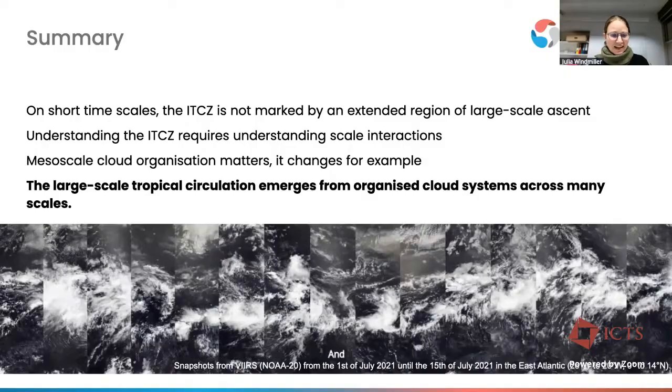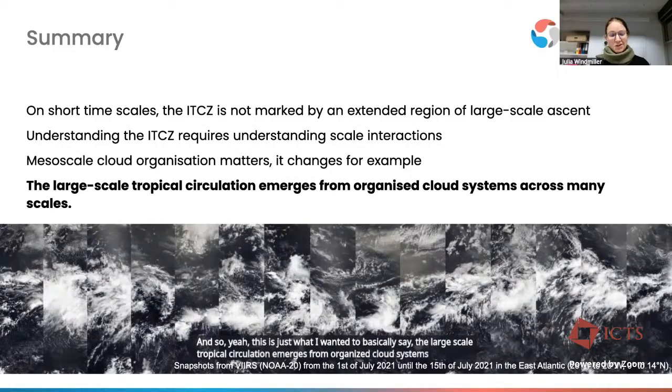And so, yeah, this is just what I wanted to basically say. The large-scale tropical circulation emerges from organized cloud systems across many scales. And if you want to have a picture to keep in mind, these are just different stripes of the East Atlantic ITCZ, basically 15 days in a row. And you can easily trace out where the ITCZ is in this picture, but you can also appreciate how much the ITCZ changes just from one day to the next. Yeah, and I think I should probably stop, and I'm happy to take any questions.